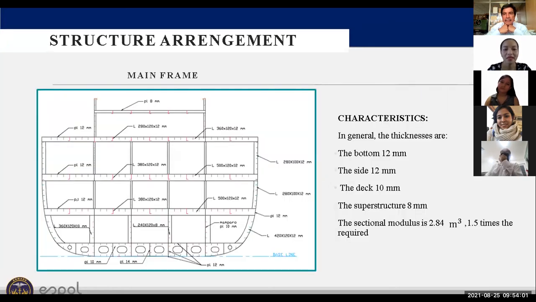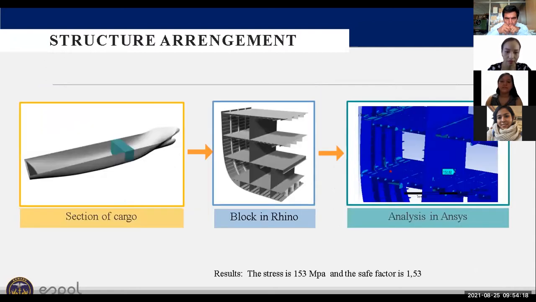The mainframe presents the following characteristics. In general, the bottom and side thickness is 12 millimeters, 10 millimeters on the deck, and 8 millimeters on the superstructure. The sectional modulus is 1.5 times the required of the ship girder. In ANSYS, we analyze a block of a cargo zone whose stress is 152 megapascals and indicated a safety factor of 1.53.